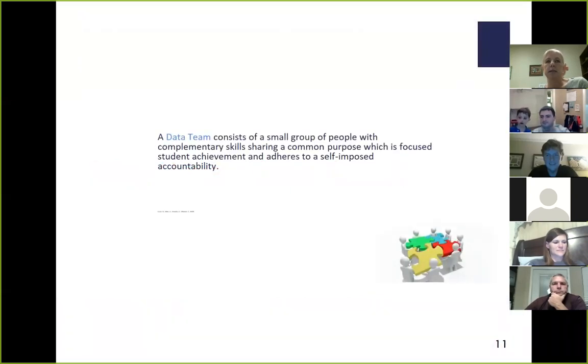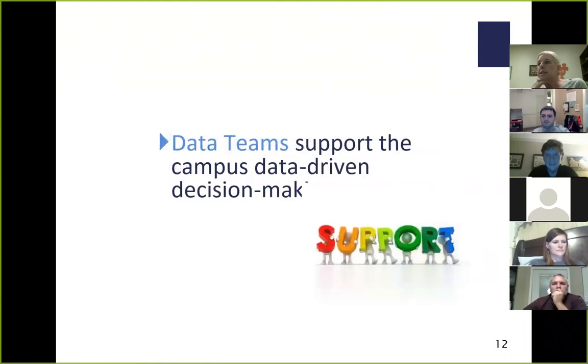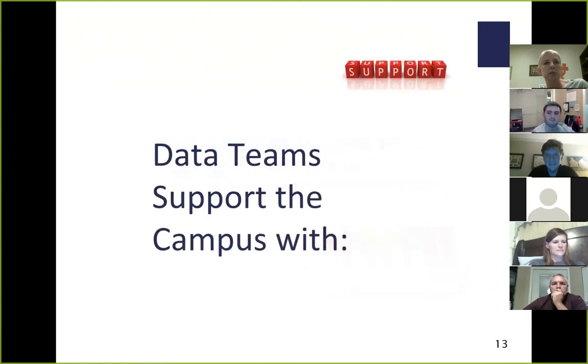So what is a data team? It's a small group of people with skills sharing a common purpose, which is focused on student achievement, and they have accountability for what they're doing. So this is a critical element in ensuring that our students are going to get what they need, and our school as a whole is going to progress. So data teams support that campus decision-making piece that's really important.